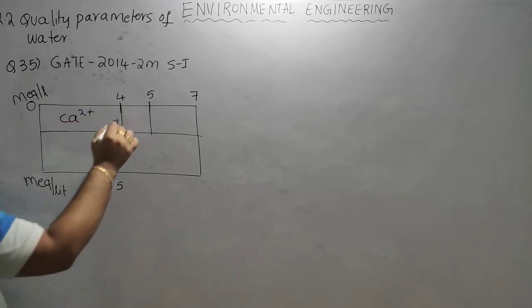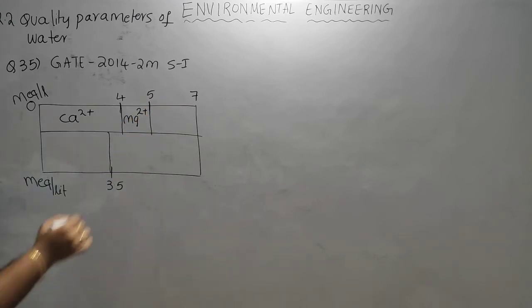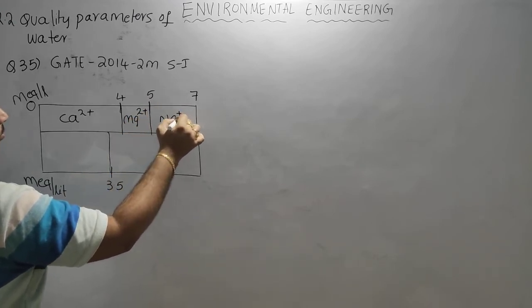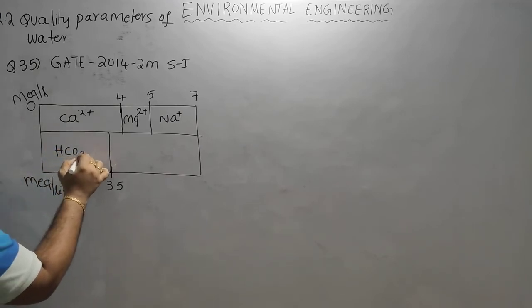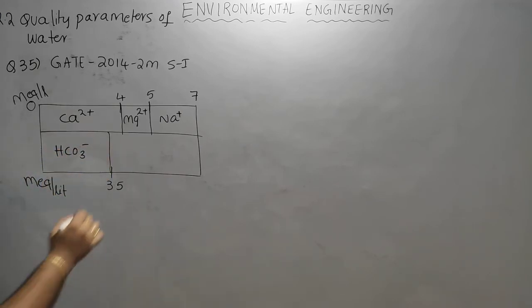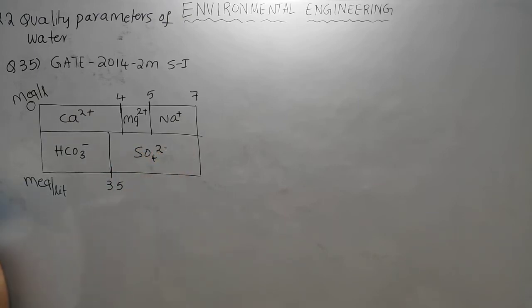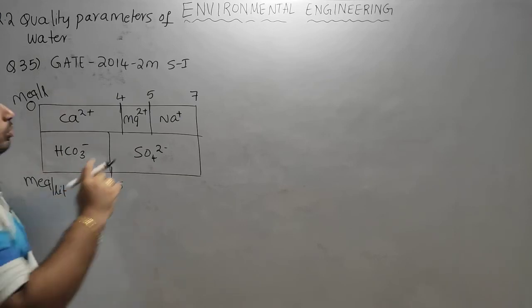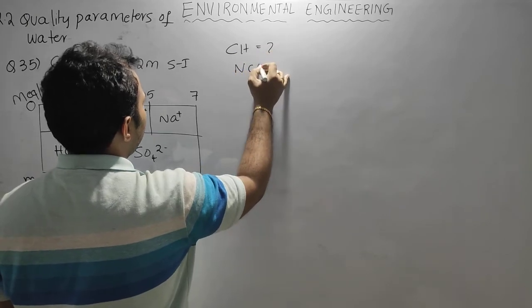Ca2+, Mg2+ and sodium. Here this is HCO3- and SO4 2-. So this is a scale given. What he is asking is the carbonate and non-carbonate hardness. He is asking to find carbonate hardness and non-carbonate hardness.